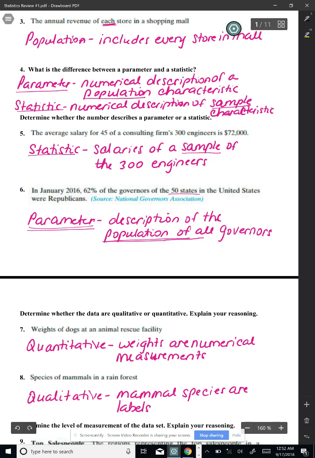And that's what you'll be looking for in your answer choices. It will list statistic and give a reason, or parameter and give a reason. So you're always looking for statistic to have something in there about a sample, and parameter to have something in there about the population.